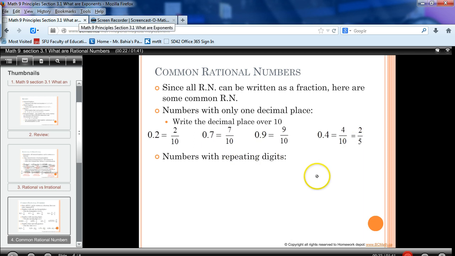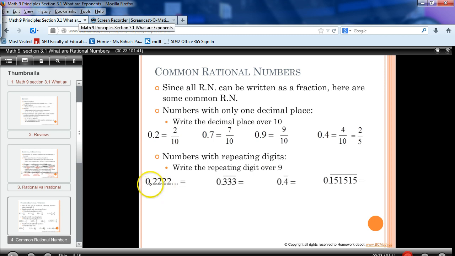And numbers with repeating digits, last week I didn't show you how to do this, but the trick with repeating digits, the way you can show them as a fraction, is instead of using a power of base 10, use the number 9. This is pretty cool. For example, here we have 0.2 going on forever. That one number, 2, is repeating. The way you write 0.2 repeating as a fraction is put the number that's repeating, 2, over 9, 2/9.